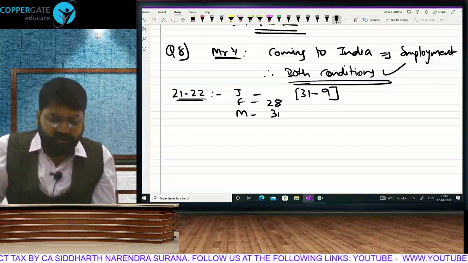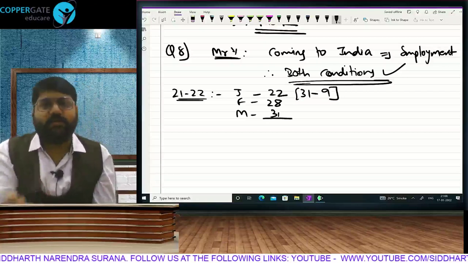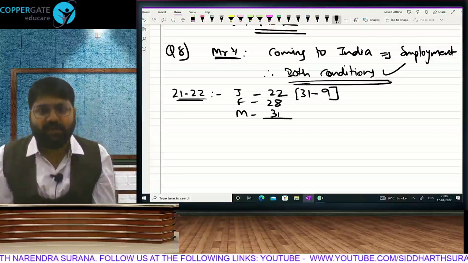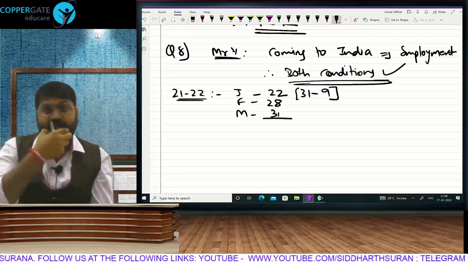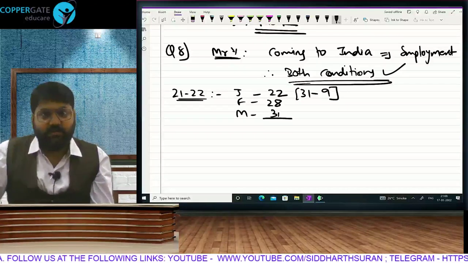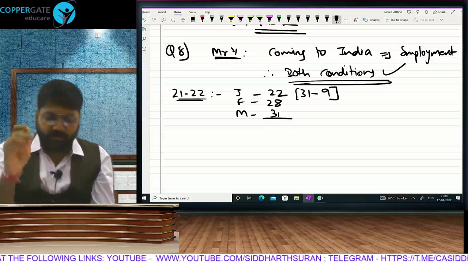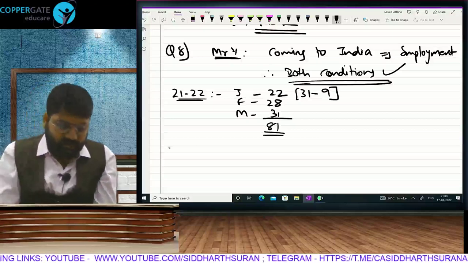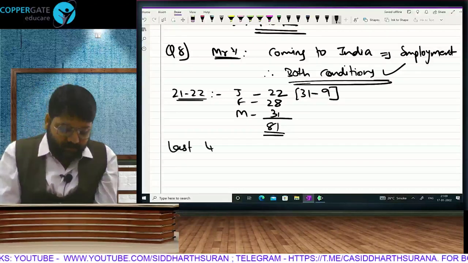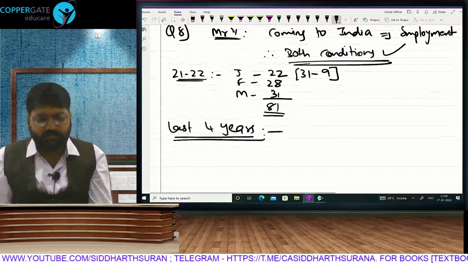Here it won't make any difference because this is 22, and whether it is 80 or 81, it does not make a difference because you have already covered your 60 days. But in some other case, it can make a difference. Are we clear? And thus, be very careful that incoming day has to be included. What is his stay in the current year? 81 days. If it is 81 days and both conditions are applicable, that means can I say we have to check last 4 years also?